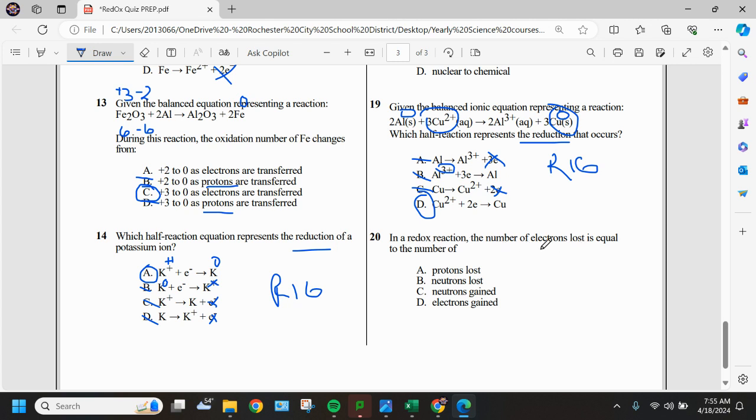In a redox reaction, the number of electrons lost is equal to the number of electrons gained. Man, this is a similar question that was already on this prep, except the answer's slightly different. We know it's not protons, and it's definitely not neutrons. It's definitely electrons gained. And with that, we are done with the video.